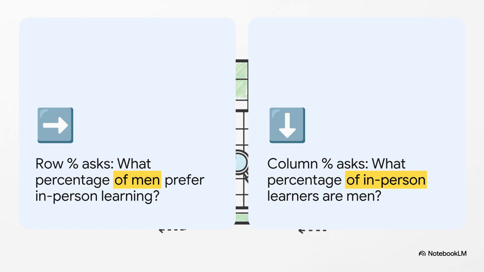This is so crucial. Our original question was about how gender influences preference. The row percentage, which asks what percentage of men prefer in person, gets right at that. It lets us compare the preferences within each gender group. The column percentage, on the other hand, answers a totally different question. So to find the relationship we're looking for, we have to use the row percentages.